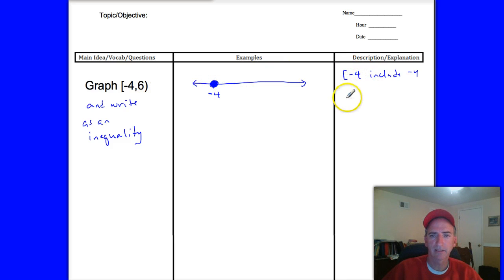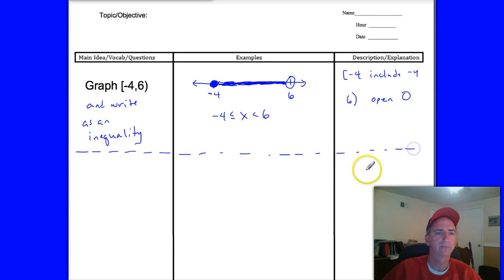Now the 6 parenthesis means an open circle, because we do not include that solution right there. So you have basically this set of numbers going this direction. If you haven't figured this out, the number on the left represents the lower boundary, and the number on the right represents the upper boundary there. So if you're going to write this as an inequality, -4 is the lower boundary: -4 less than or equal to x less than 6, right there. And you've got it. Okay, so you just did this question, which we'll be doing when you come back to school. All right, let's go to the next example.